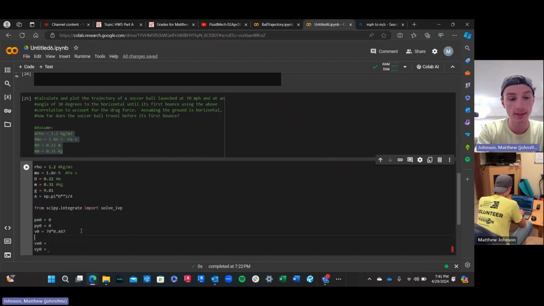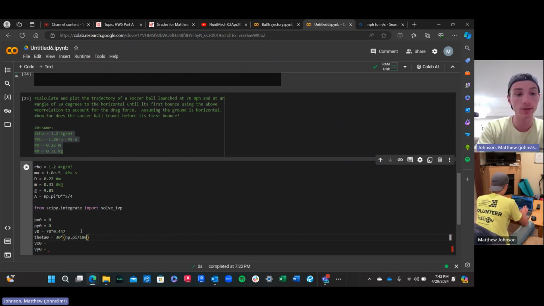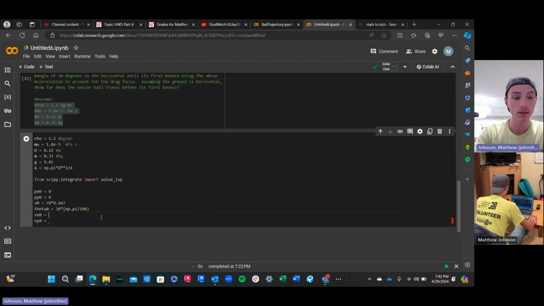Before we do that, we obviously need the angle that the ball is being kicked at. So call that theta, and that's going to be 30 degrees. Again, we want to convert that into radians. So 30 degrees times, there is 2 pi radians in 360 degrees, or pi radians in 180 degrees. So we can do np.pi over 180. That should give us our angle in radians.